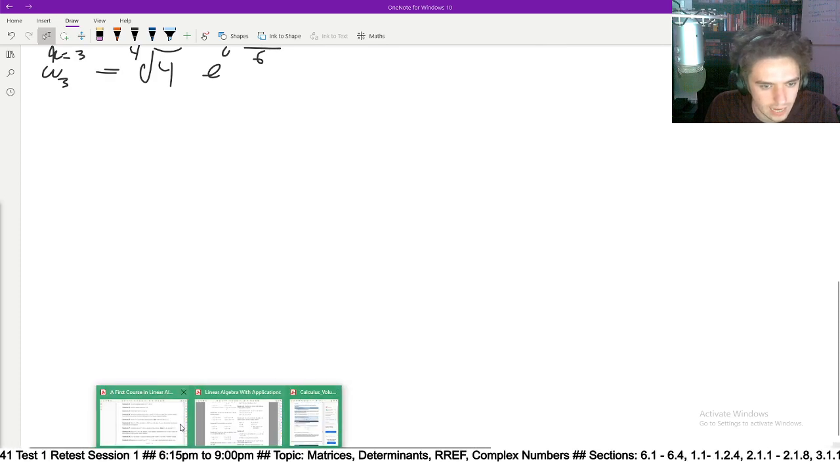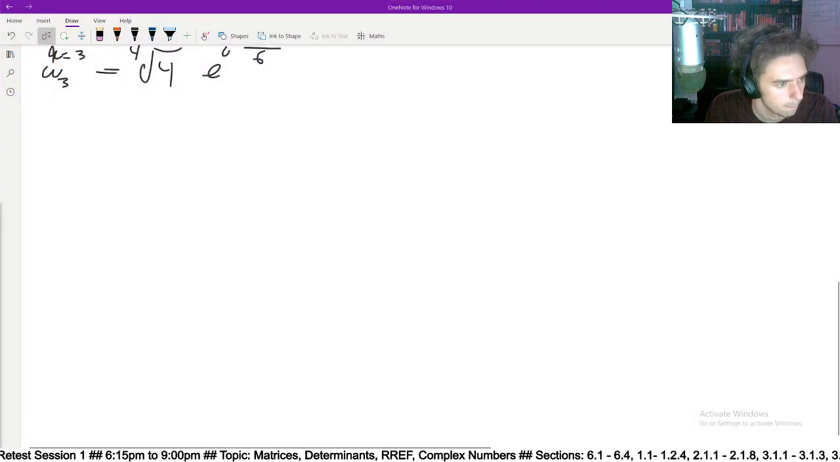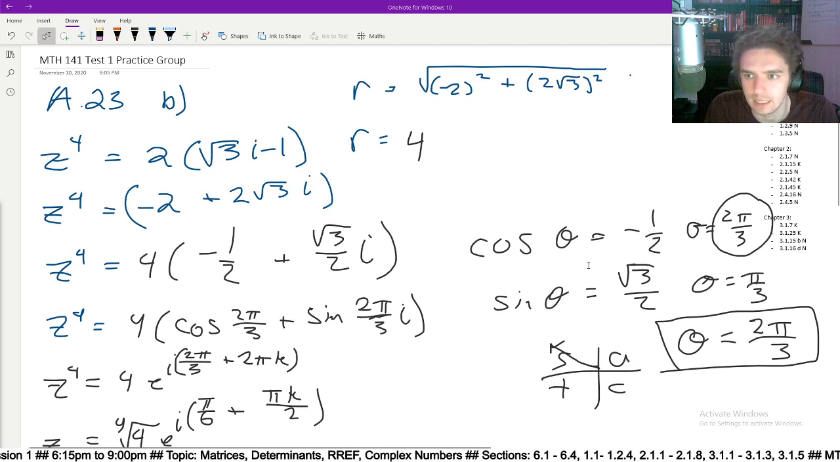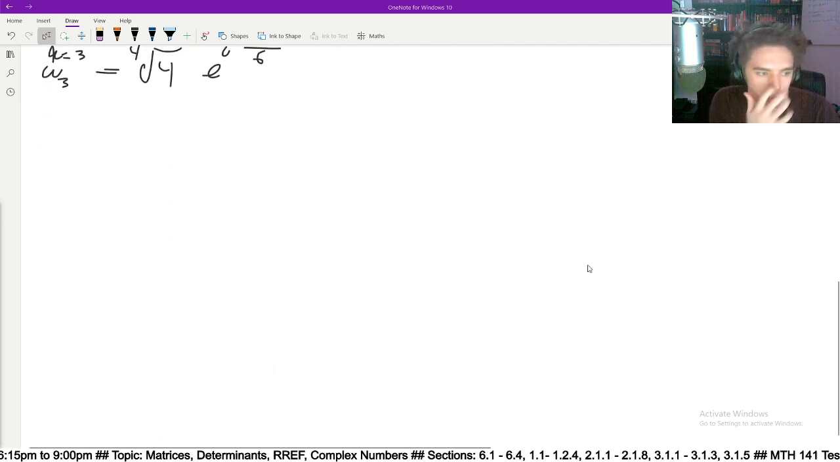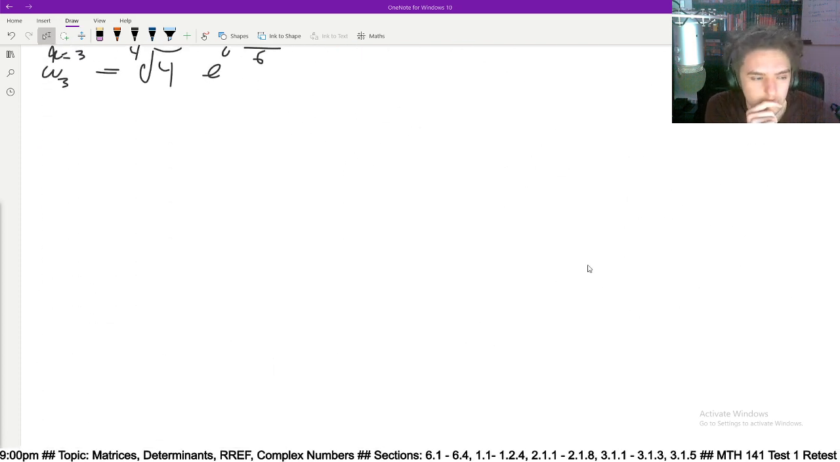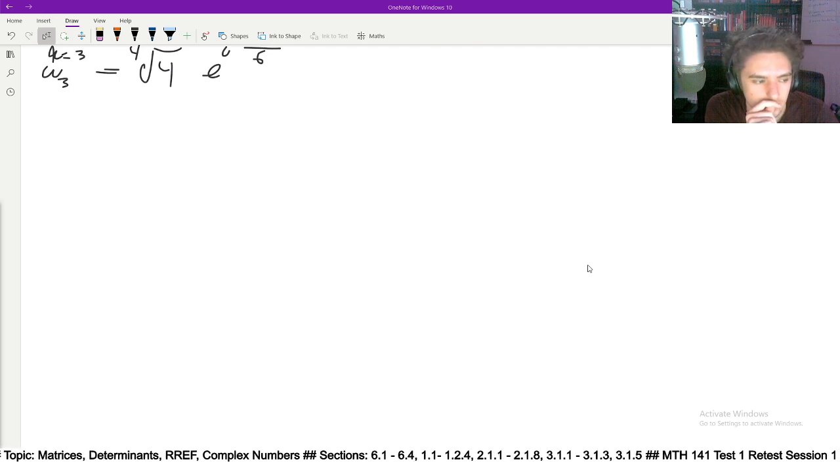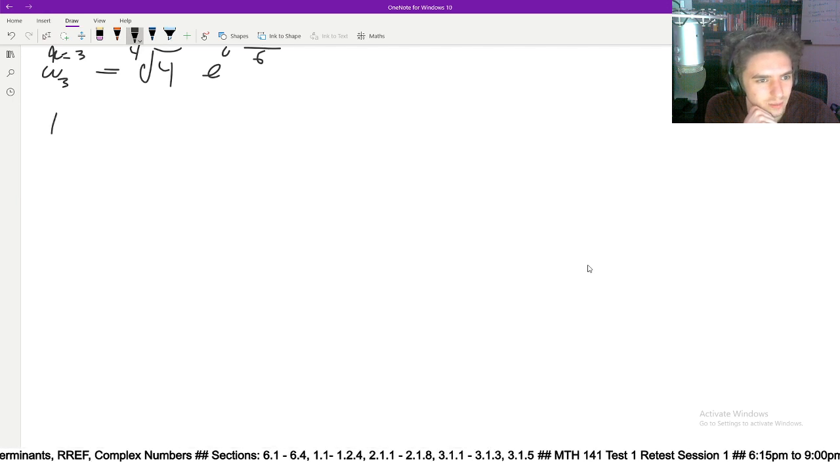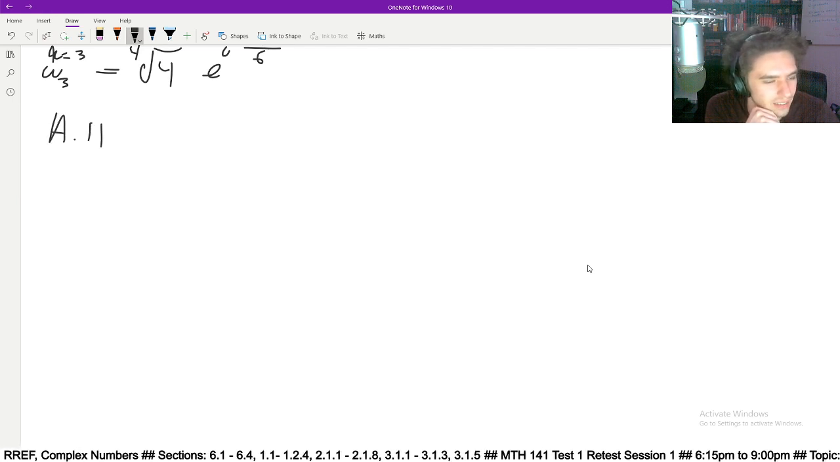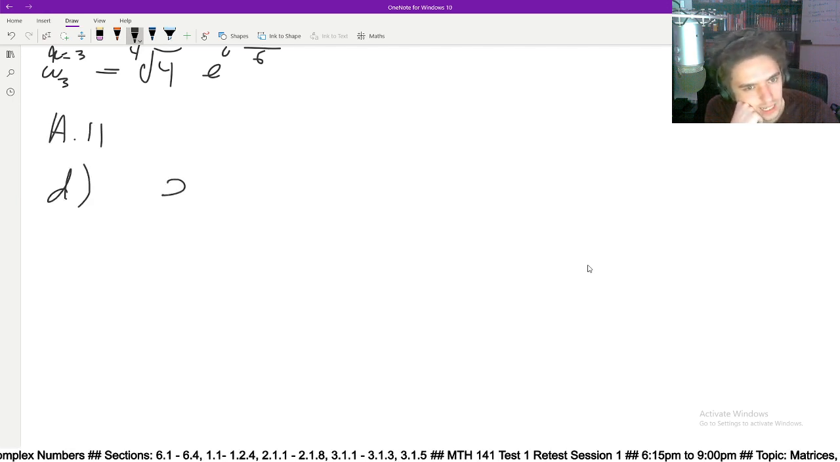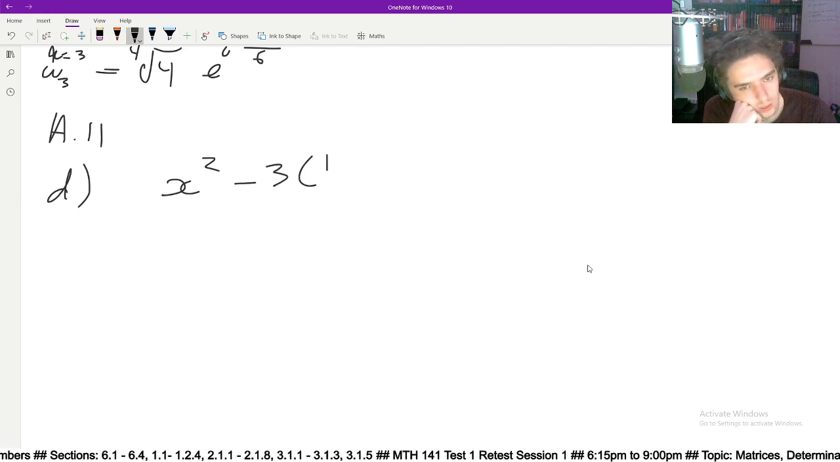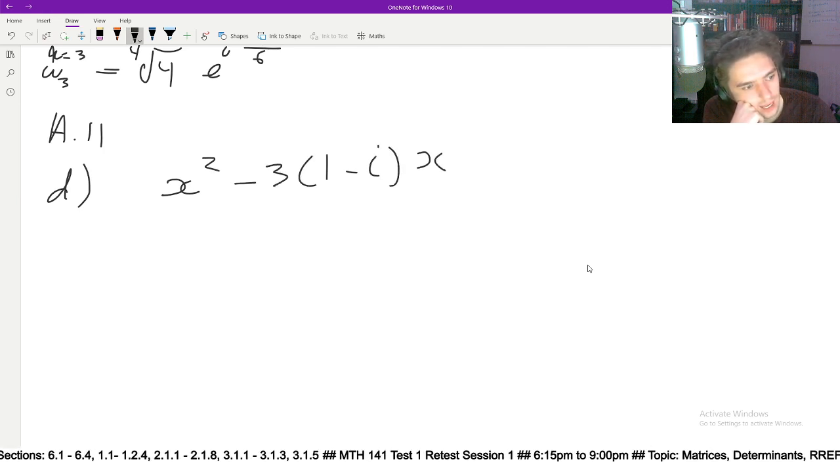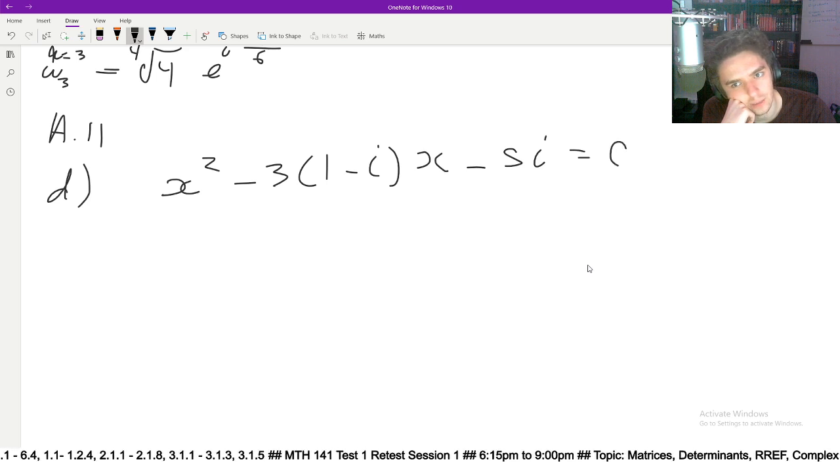The quadratic question is asking... Here, I said B, so let's just do maybe B. And I remember having trouble with these questions. I think I could do D. Let's try D, because I think I could do it. So let's not do one that I can't do. So A11, D, is saying x squared minus 3(1 minus i)x minus 5i equals 0.